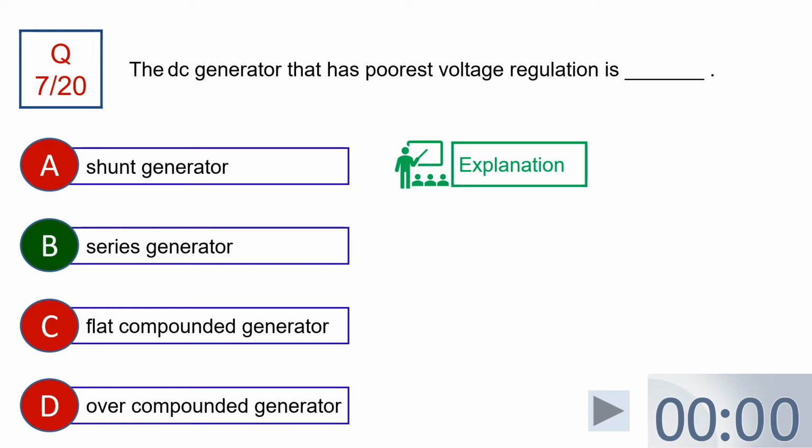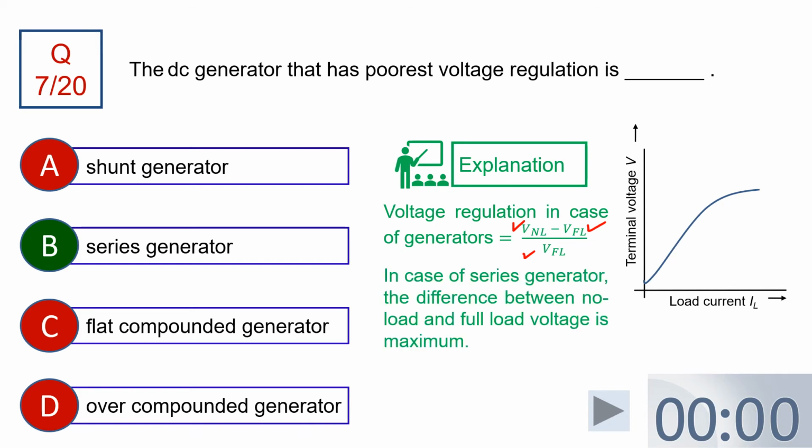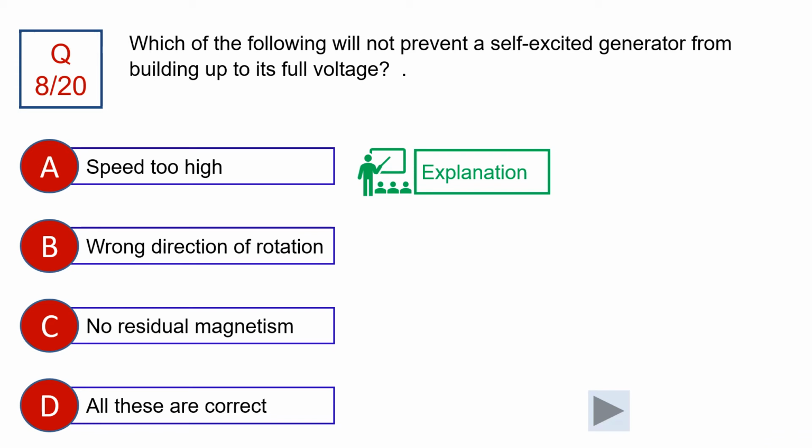Correct answer is option B, that is series generator. In generators, the regulation, it is given by V no load minus V full load divided by V full load. Now from the characteristics, you can see that in case of DC series generator, the difference between no load and full load voltage, it is maximum, and therefore the regulation of DC series generator, it is very poor, and therefore correct answer is option B. Question 8.